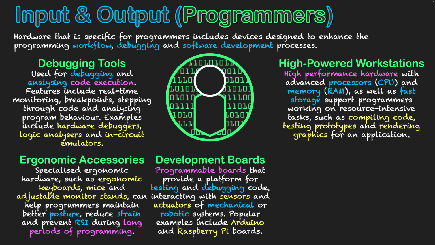So popular examples include Arduino as well as Raspberry Pi boards, which we can use for the coding and for systems that are not specifically the traditional type of computer. Okay, they're more mechanical or robotic systems.